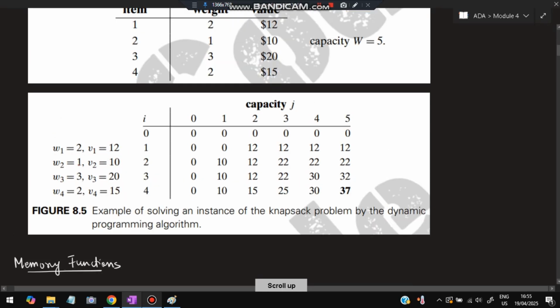Next, capacity 4. Capacity 4 means I can choose this one and this one, or I can choose this one and this one. So if we choose these two, what is the cost? It is 27.